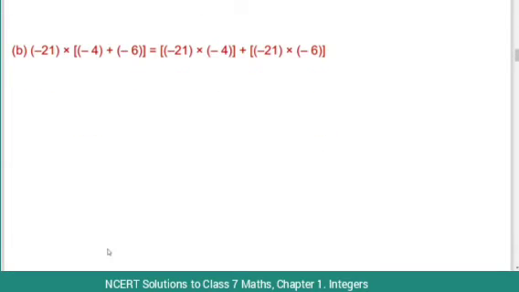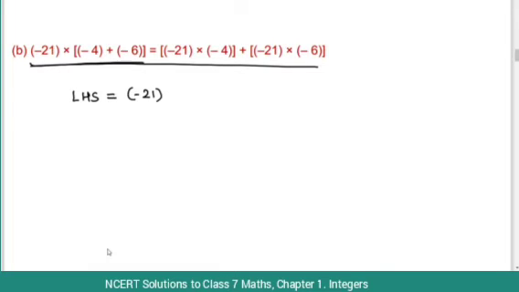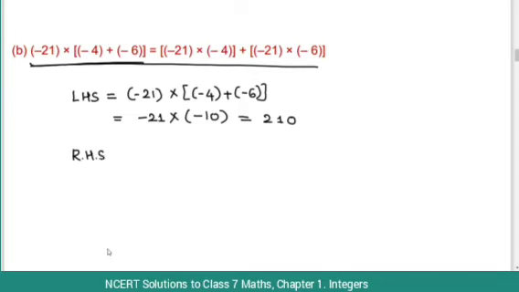B. So this is given like this. First we will solve LHS value. Minus 21 into, in bracket, minus 4 plus of minus 6, which is equal to minus 21 into minus 4 minus 6 is minus 10. Minus minus get cancelled. 21 into 10 is 210.